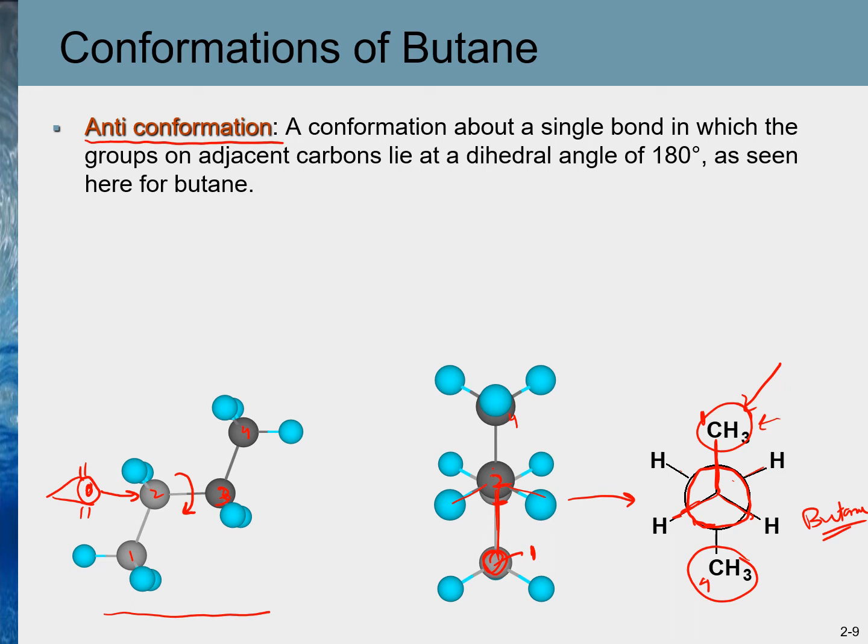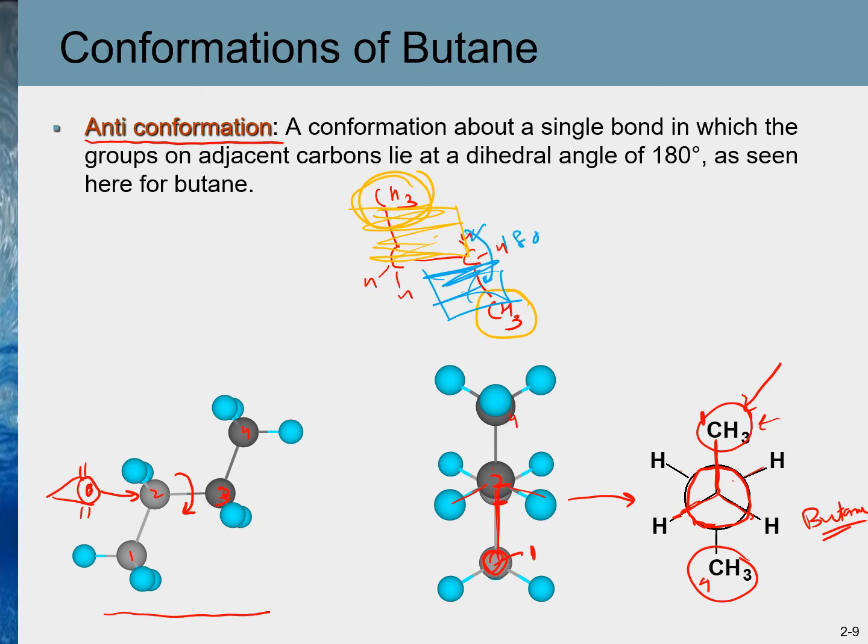Okay. So if I have to show the anti-conformation of butane, this would be the anti-conformation of butane. So in this conformation, the dihedral angle of the bulky groups, this one and this one, they are exactly 180 degrees away from each other.